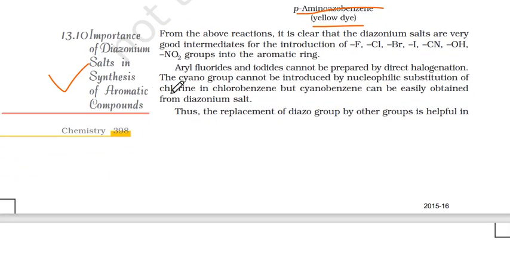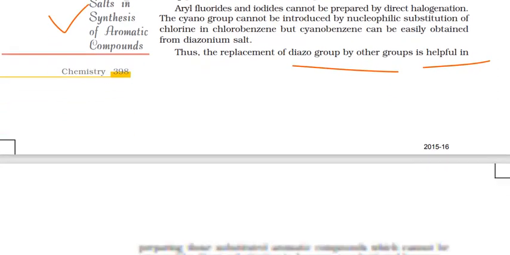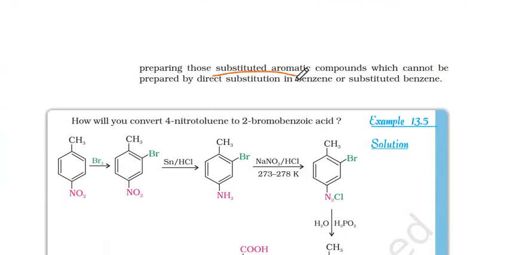From the above reactions, it's clear that diazonium salts are very good intermediates for the introduction of F, Cl, Br, I, CN, OH, NO2 groups into the aromatic ring. You can easily make them enter by replacing the nitrogen atom. Aryl fluorides and iodides cannot be prepared by direct halogenation. The cyano group cannot be introduced by nucleophilic substitution of chlorine in chlorobenzene, but cyanobenzene can be easily obtained from diazonium salts. That's how you prepare organic compounds with the help of diazonium salts. Thus, the replacement of the diazo group by other groups is a very helpful reaction in preparing those substituted aromatic compounds which cannot be prepared by direct substitution.